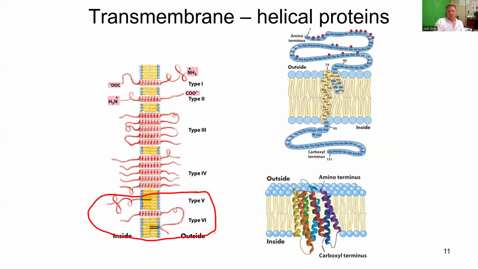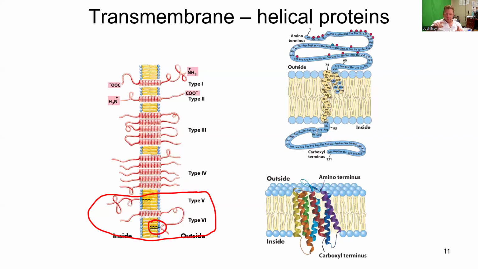Type 5 and type 6 transmembrane helical proteins. Type 5, what I want you to notice about that is it doesn't have that cartoon image of an alpha helix, but instead it has a modification, or it has a lipid that is inserted into the membrane, and then that protein is kind of hanging off of it. Type 6, on the other hand, has an alpha helix that's embedded within a membrane, and it's also got this guy right here.